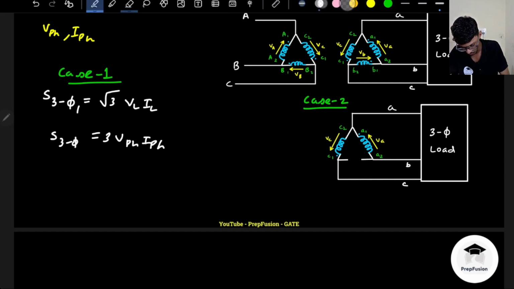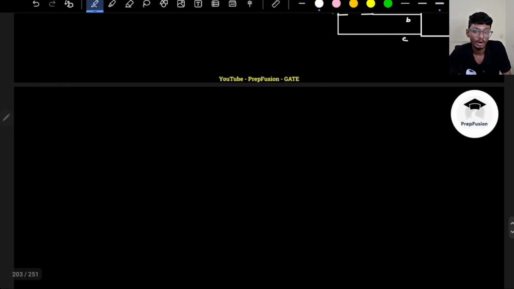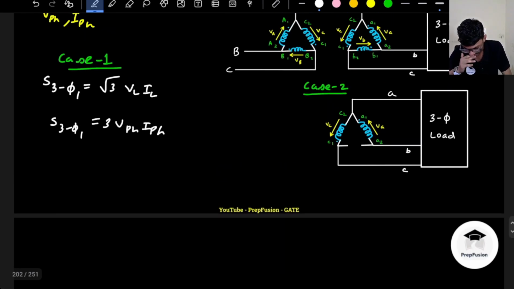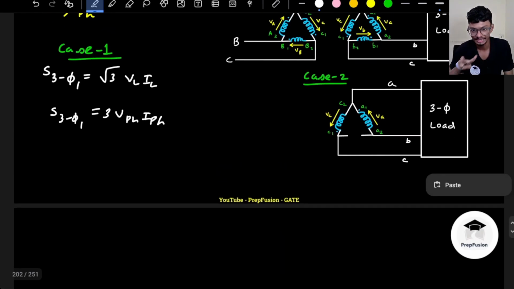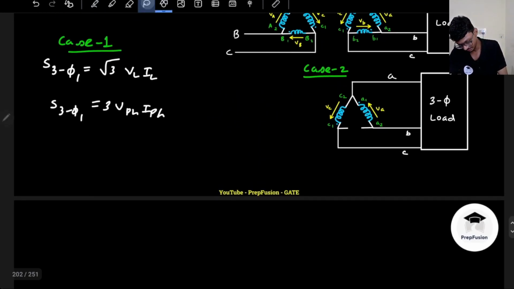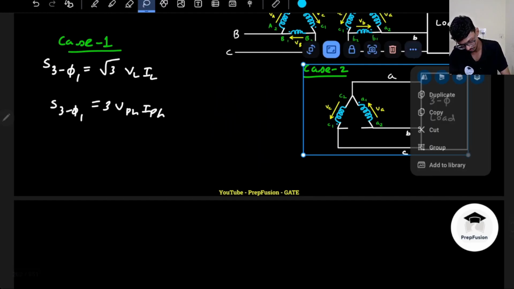So I will solve for the case 2 now. Okay, what is happening for the case 2? Things will be very interesting, right? Because for the case 2 only two phases will be there, any two phases will be there, right? So let me solve this case 2.